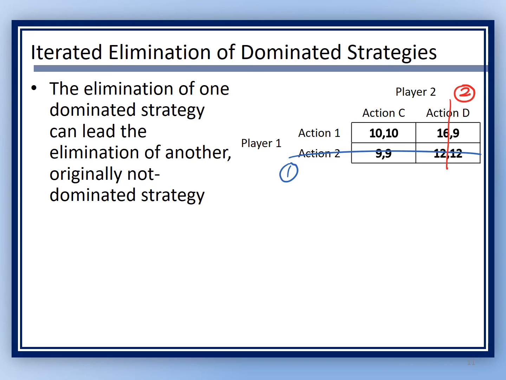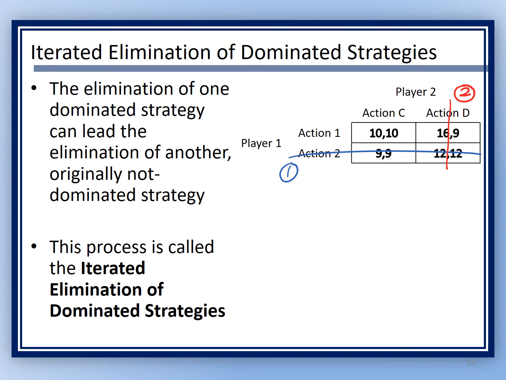This process is called the iterated elimination of dominated strategies. And it's an alternative to drawing circles. It does not guarantee to give you the Nash equilibrium, because there are games where there are no dominant strategies. But it helps you simplify the game.